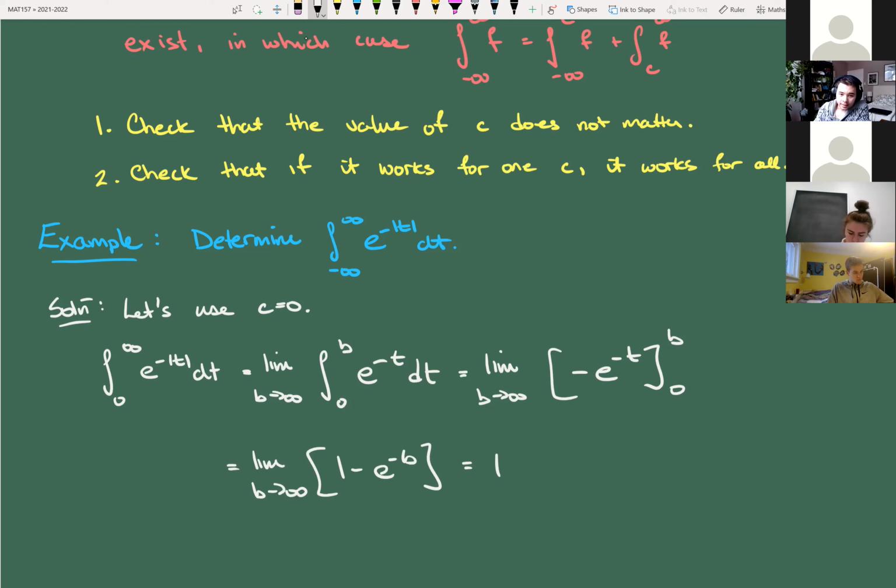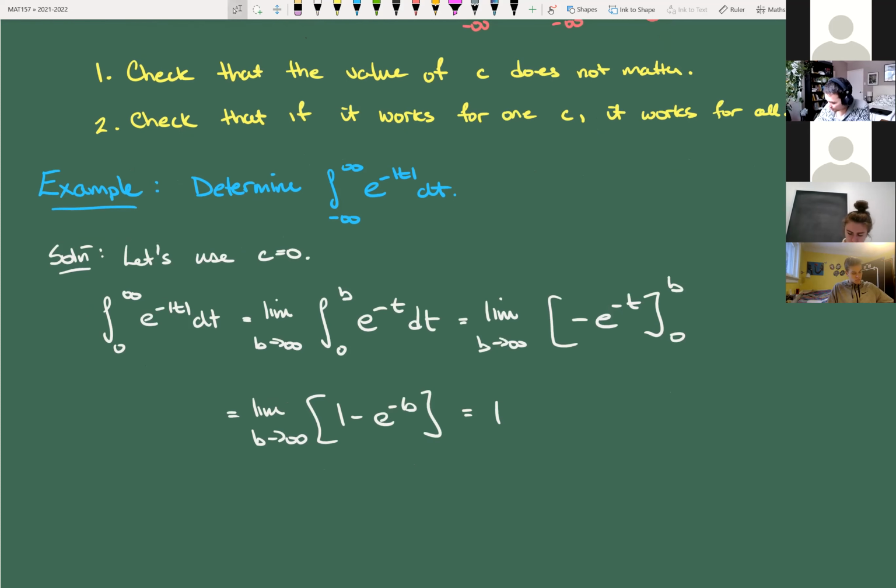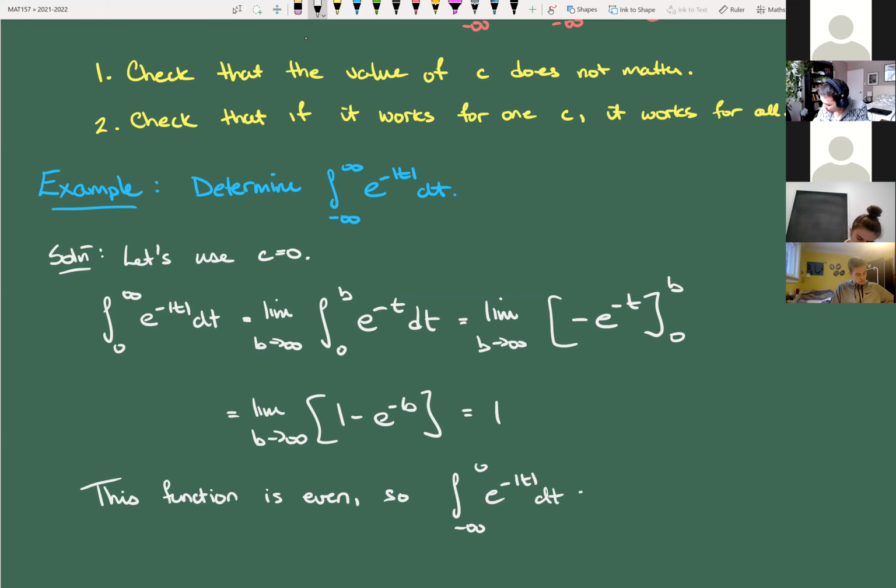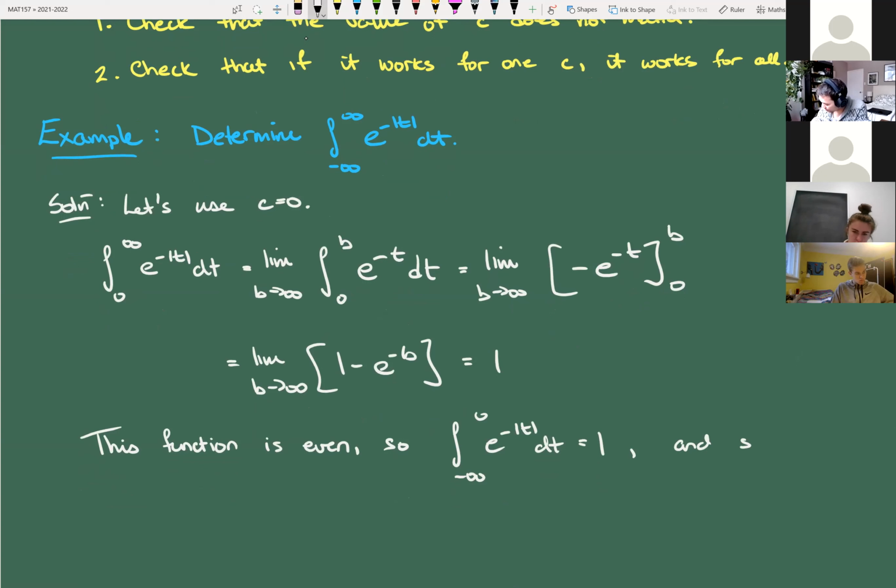Now, in this case, I'm a little bit lazy. I'm going to say, yeah, this function is evidently even. And I realize now, actually, I don't think we actually proved that, but I'm going to leave it for you. And so this integral is equal to 2, right?